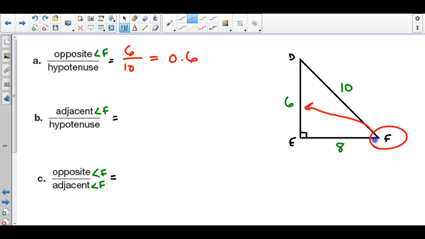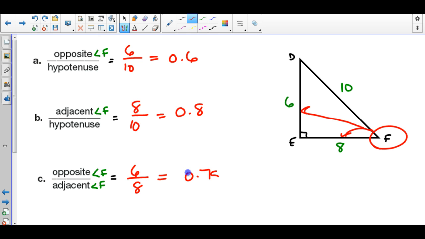Let's take a look at what adjacent would look like. Adjacent over hypotenuse is taking 8 over 10 because adjacent is 8, and your 10 again is your hypotenuse across from the 90. So this is going to come out to 0.8. Now the last one then, if we do opposite to adjacent, I would be taking my opposite to angle F, which is 6, over your adjacent, which is 8. So in the calculator, if you put in 6 divided by 8, you're going to get 0.75.